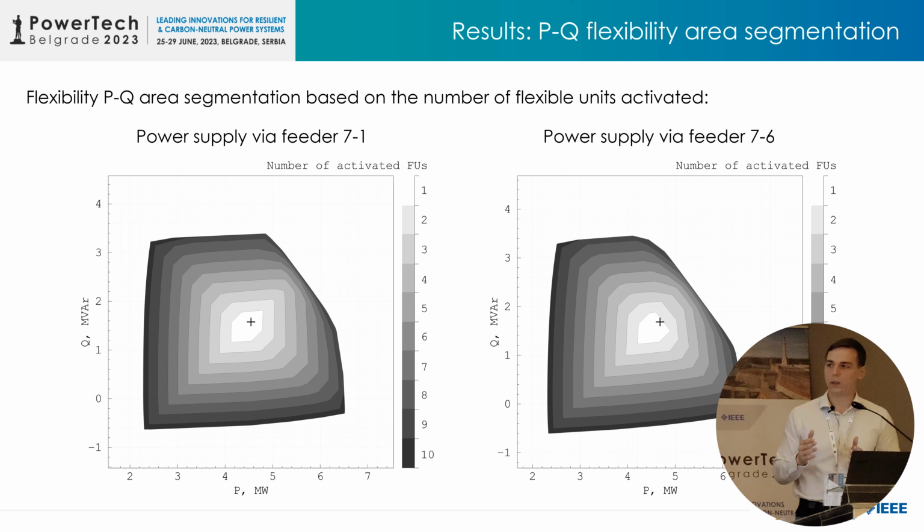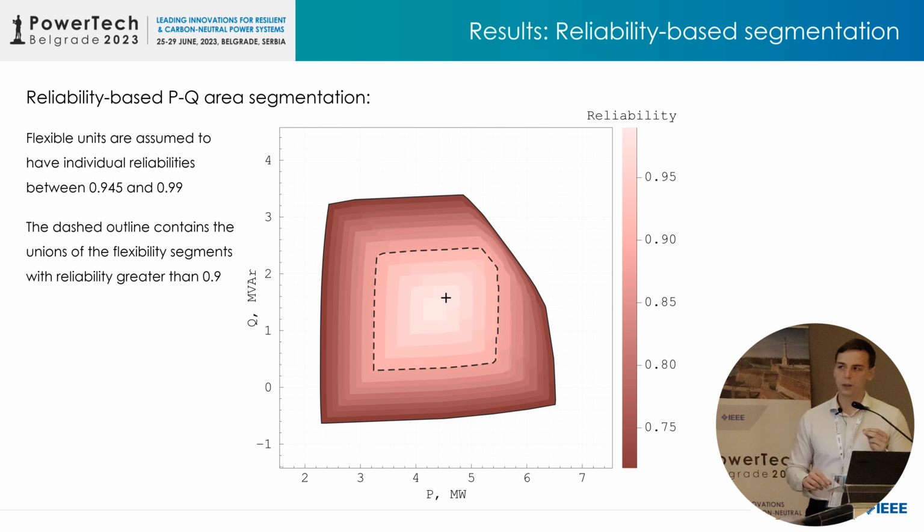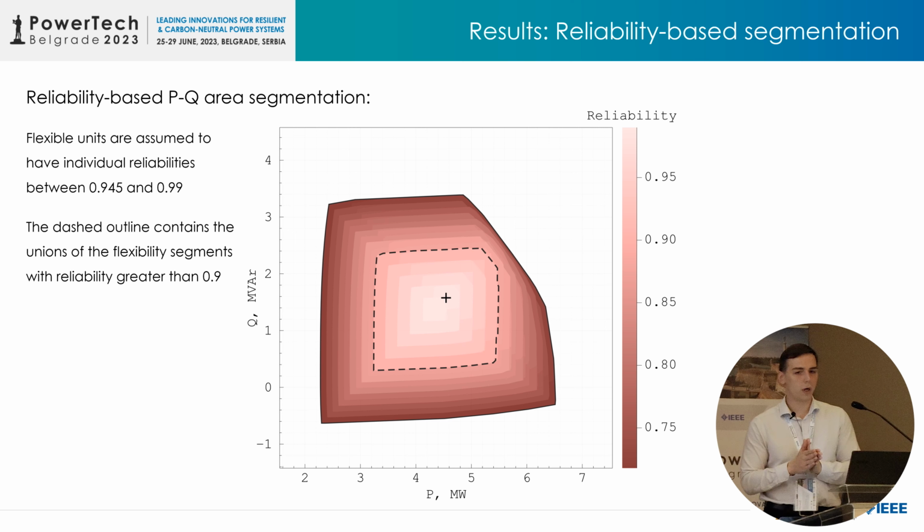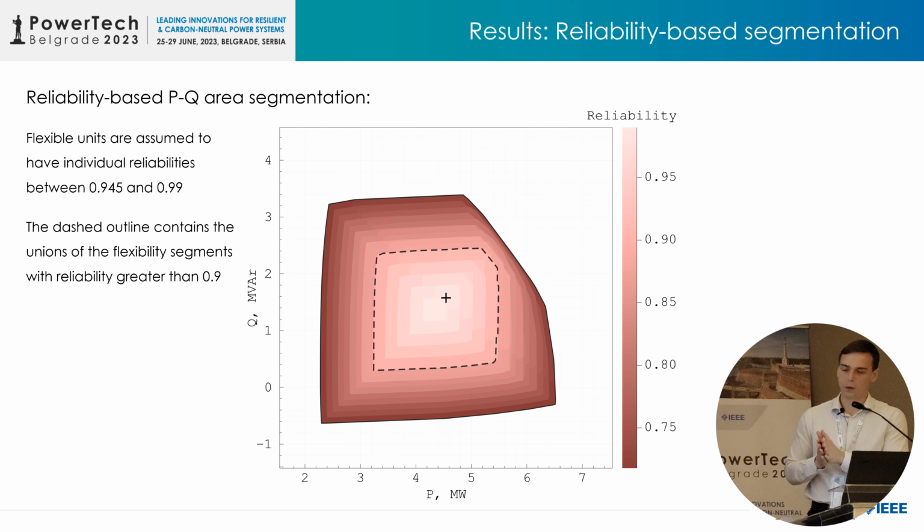This is quite a simple idea to produce additional boundaries within the total boundary. But my point is that there are many applications of this concept. For example, this idea can be directly translated into reliability analysis. So here, for the same network, we produced reliability-based PQ area segmentation. And in this white-red color scheme, you may see more reliable areas and less reliable areas.